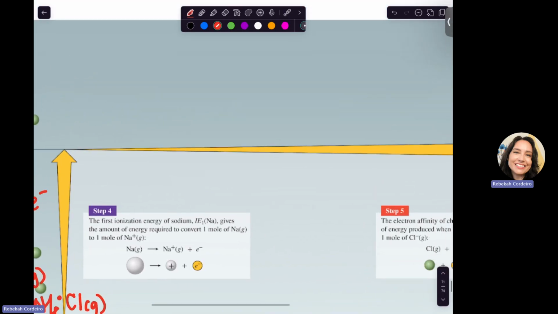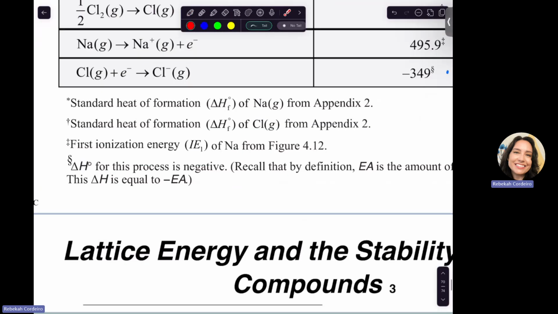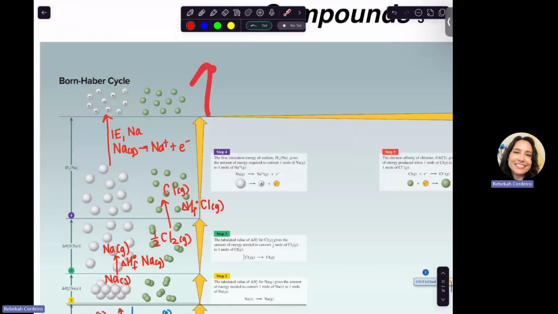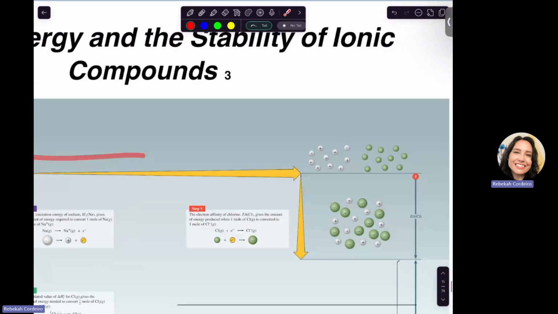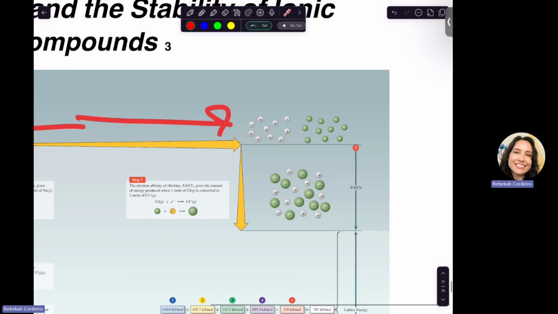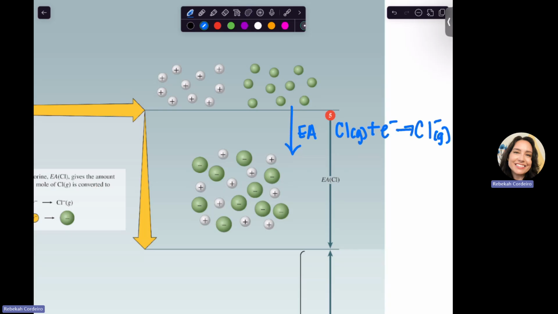Now, remember what we looked at in the table here, this next one is negative. So we're not going to be going up anymore in our Born-Haber cycle. To make space, we just copy this and paste it over here, and we say, okay, now we have our sodium ions and our chlorine atoms. We need to make chlorine ions. And so we are going to go down now, and this is going to be the electron affinity for chlorine. So it's going to be chlorine gas adding an electron to turn into chlorine ion, which is also still a gas.